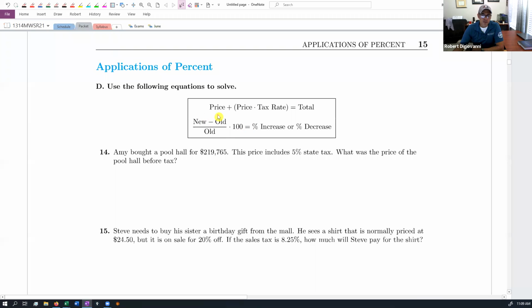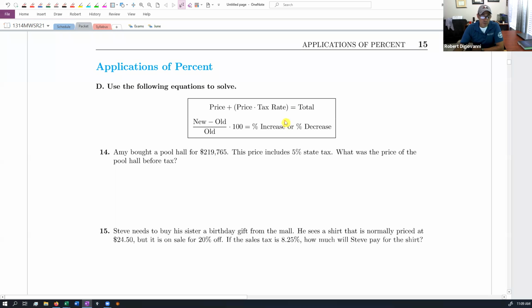These are actually things that we use more often than you think. Anytime you buy something, or the price of something goes up or down, this is something that can be used to determine the total that you spend buying a new TV, or if you want to know how much gas prices have gone up, you can use these formulas.